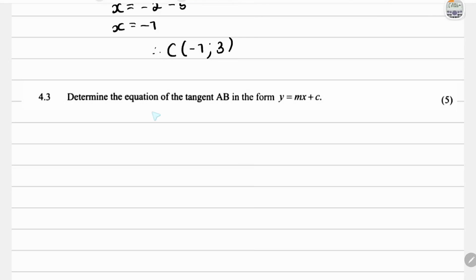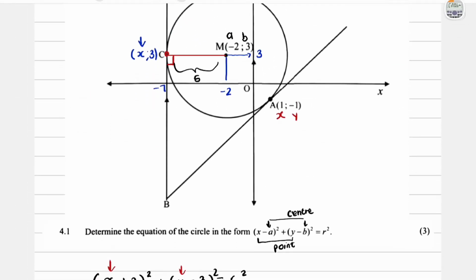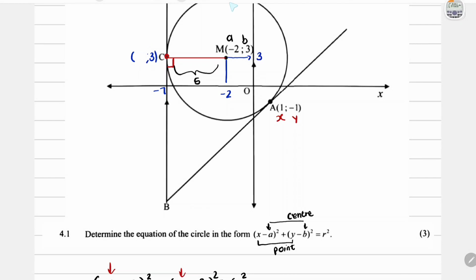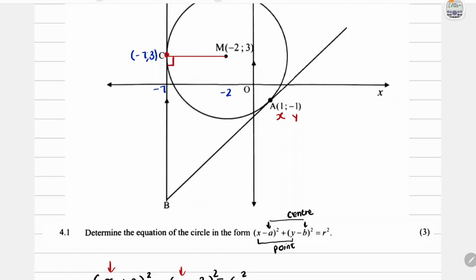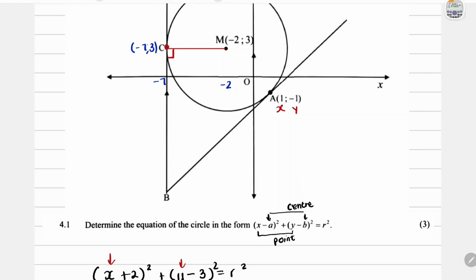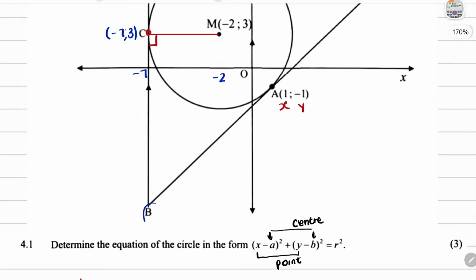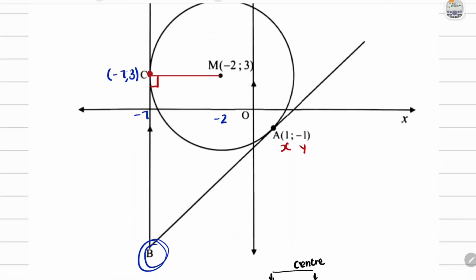The next question, 4.3, says determine the equation of the tangent AB in the form of y equals mx plus c. Okay, let's look at AB. So AB is this. Do we have anything about it? We need to keep filling in things. So that is -7, and I'm just going to erase these because we don't really need those there. Okay, so to find the equation of AB, well, we don't have B, but we do have A. And we know the length of the radius, but we have coordinates to actually calculate the gradient of this radius, okay?